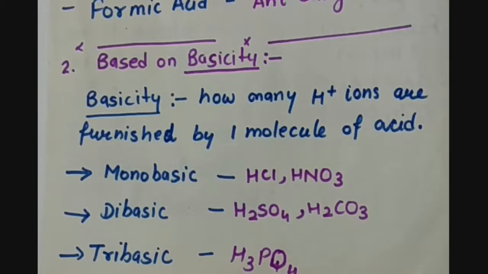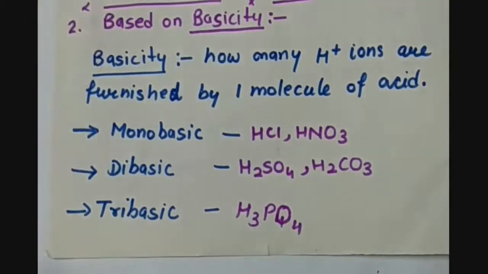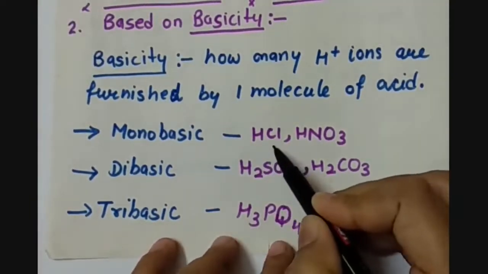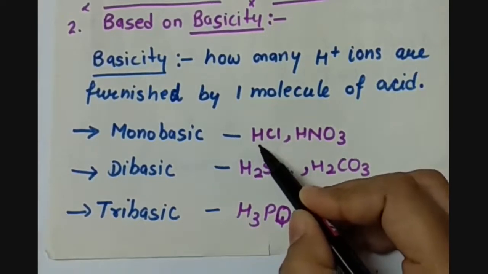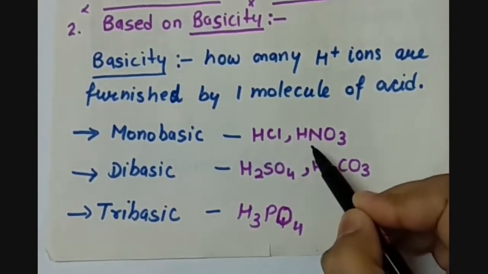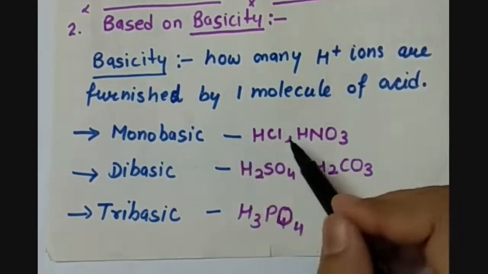So on the basis of number of hydrogen ions furnished by one molecule of acid, acids are of three types: monobasic, dibasic and tribasic. Monobasic, HCl. So when this molecule is dissolved in water, then it will furnish only one H plus ion. This will also give one ion. So HCl and HNO3 are the examples of monobasic acids.